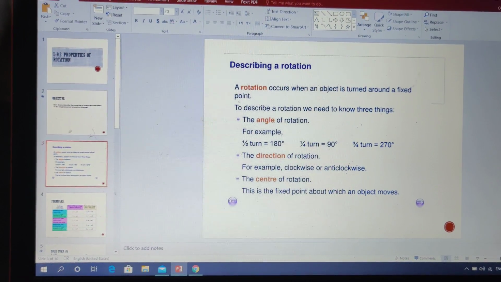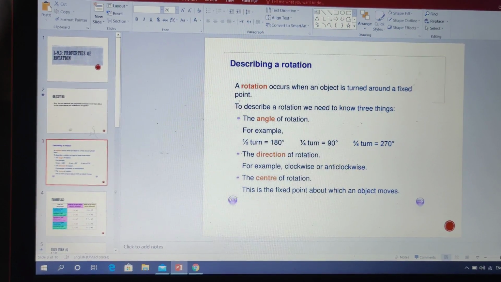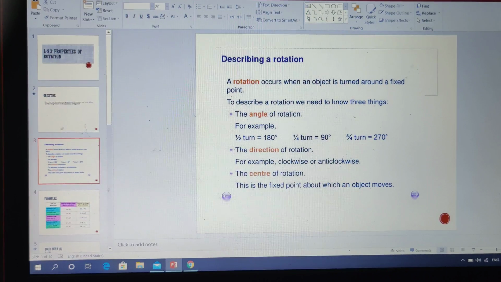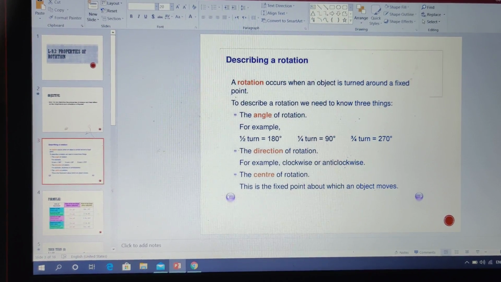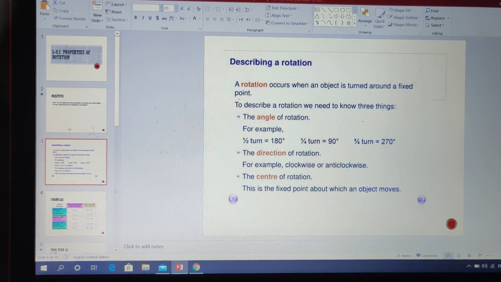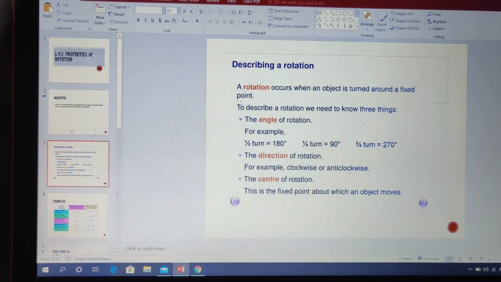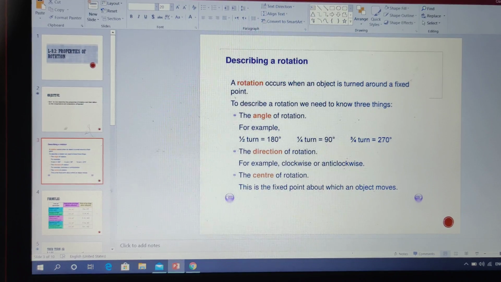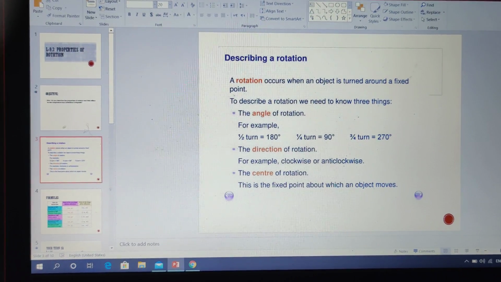Describing a rotation. First of all, what is a rotation? A rotation occurs when an object is turned around a fixed point. There is one fixed point, and from there the object or image is rotated. To describe a rotation, we need to know three things. The angle of the rotation.